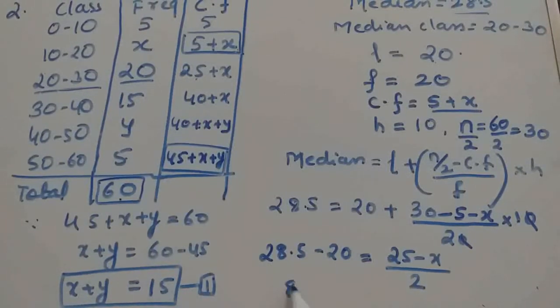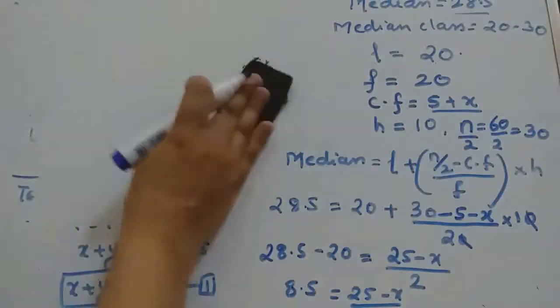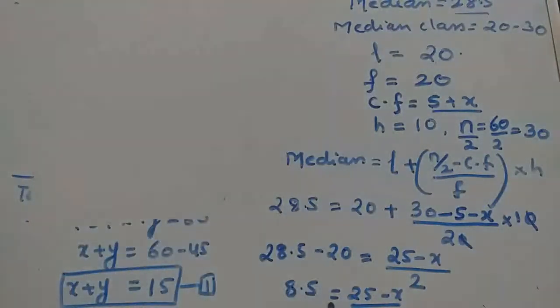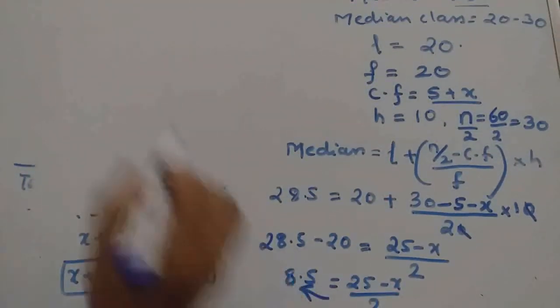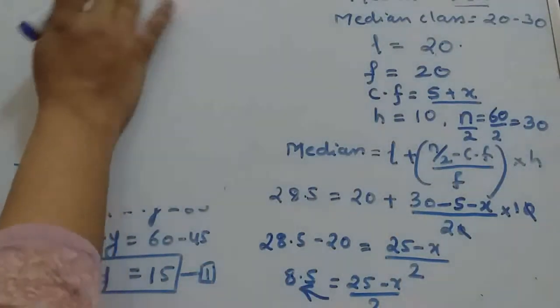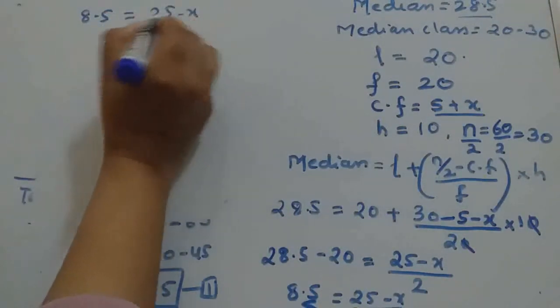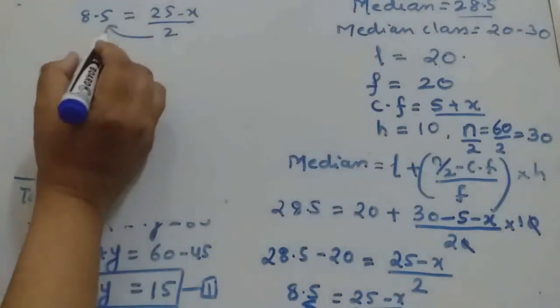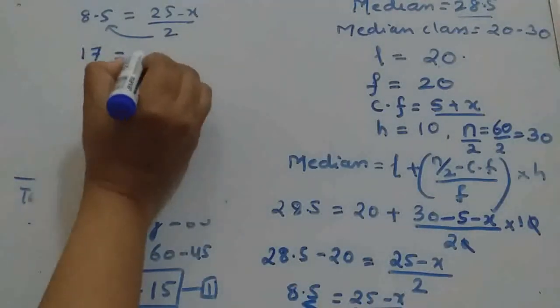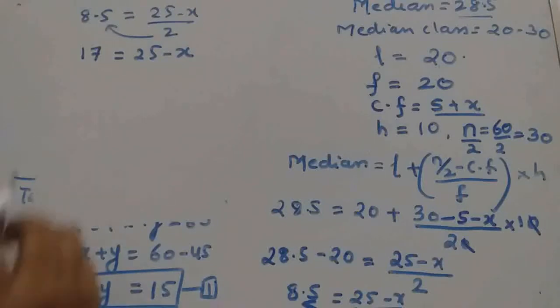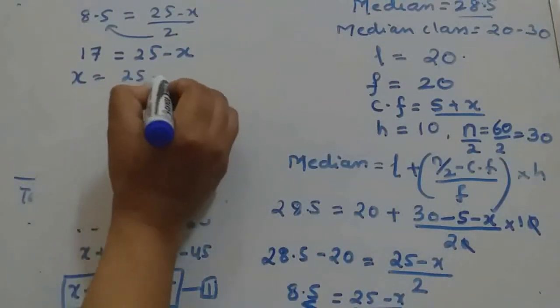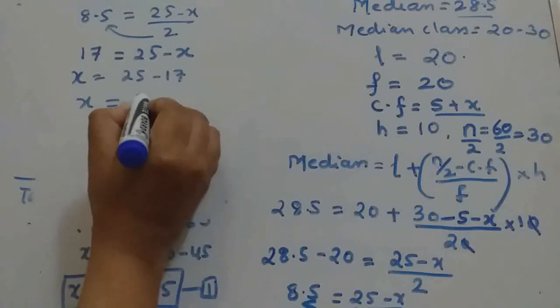Now this will give 8.5, isn't it? Equals 25 minus x by 2. So this 2 we can shift here. 8.5 is equal to 25 minus x by 2. So this 2 we can multiply here. We will get 17 equals 25 minus x. So the x value will be 25 minus 17, which gives the answer as 8.